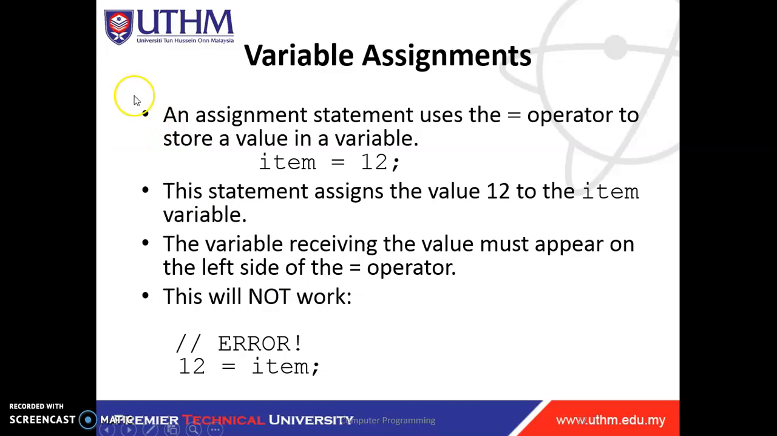Okay, so variable assignment. In an assignment statement, you use the assignment sign, the equal sign operator, to store a value in a variable. So you store item equal to 12, meaning you store the number 12 into this item. This statement assigns the value 12 to the item variable, and the variable receiving the value must appear on the left side of the operator.